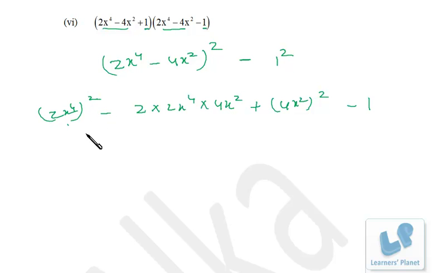Now 2x4 whole square will be what? 4x raised to 8 minus 4 2s are 8, 2s are 16, x raised to 6 plus 16x raised to 4 minus 1, right? So this is the expansion of this. So I'm sure you are getting algebraic identities now and their application and usage as well.